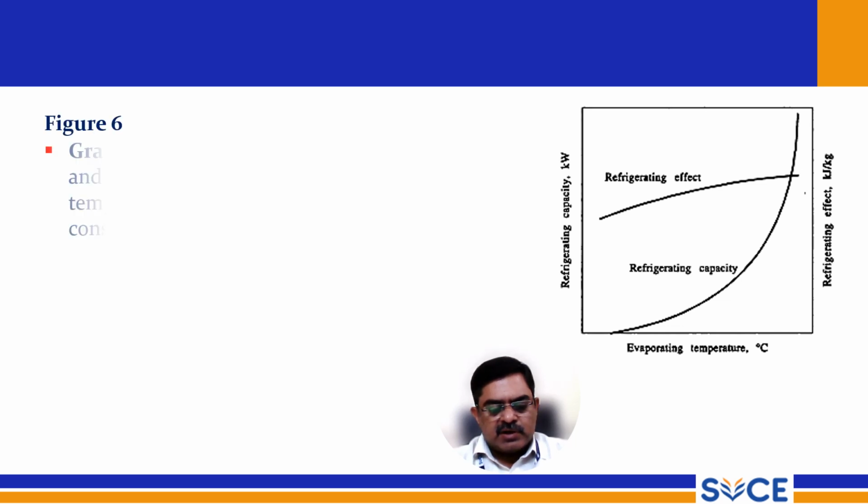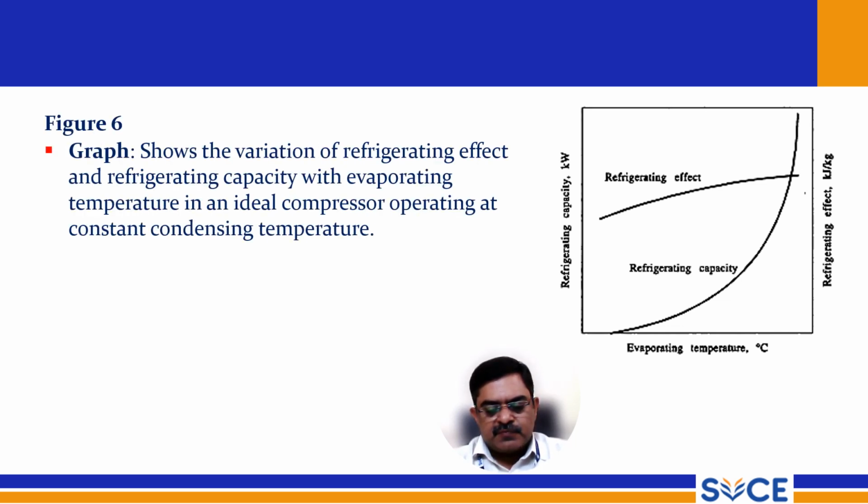So this is another graph. It is between evaporating temperature, refrigerating capacity, and refrigerating effect. So it is a three-axis graph again, and it shows the graph of refrigerating effect and refrigerating capacity with evaporating temperature in an ideal compressor operating at constant condensing temperature.